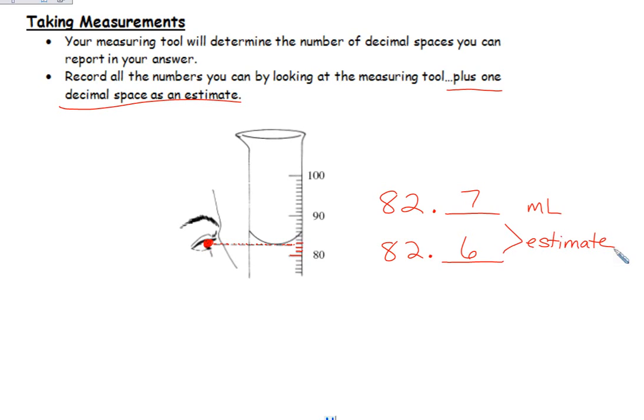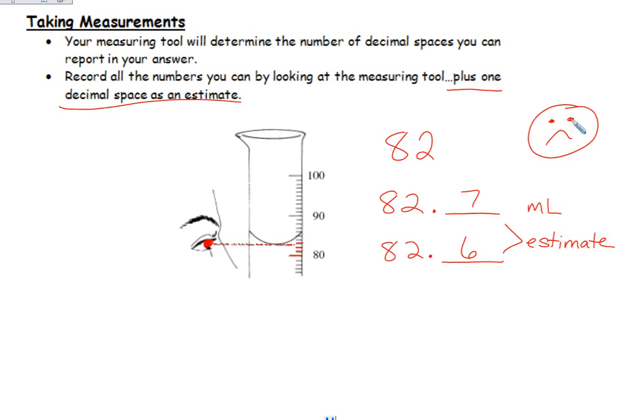I will not mark it wrong as long as it's reasonable. And again, this picture is kind of small, so it's hard to say that I would bet my life on it. But as long as you had 82 point something, you get full credit. Things that will not earn you full credit: what if somebody was like, I don't know, it's like 82. Nope. Sad face. This would earn you 0 credit.